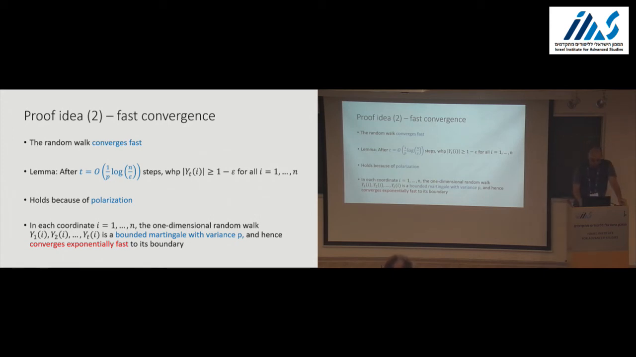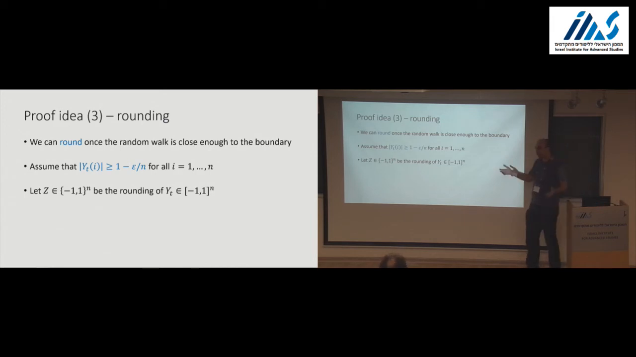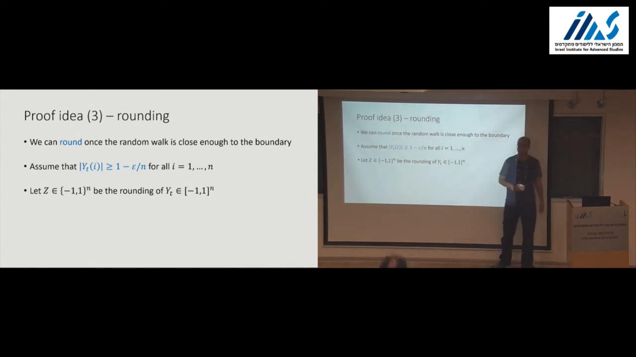Okay, so this was maybe part 2 of the ideas. And part 3, the rounding, is pretty straightforward. So if you're really close to the boundary of a Boolean function, if your distance to the boundary in every coordinate is epsilon over n, then you just do the rounding, you don't lose too much, because you're super close. And you can get to be super close because this random walk polarizes very fast. Okay, so that's basically it, the rest are details.